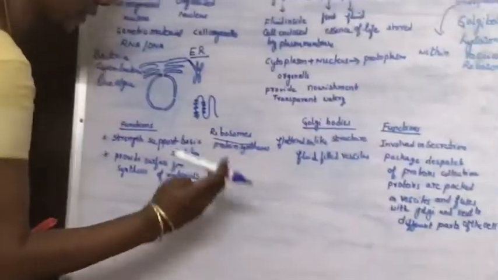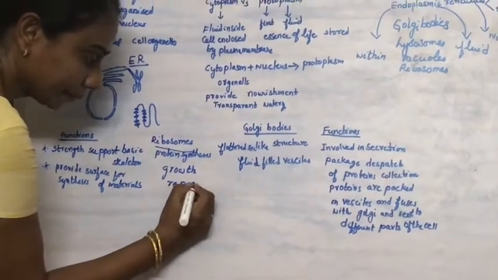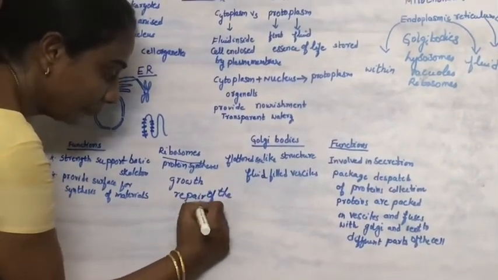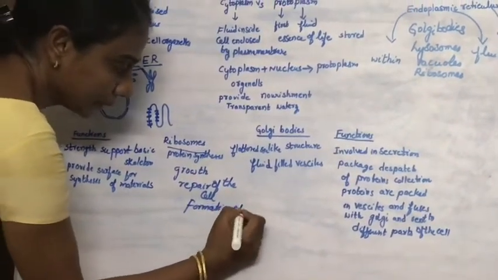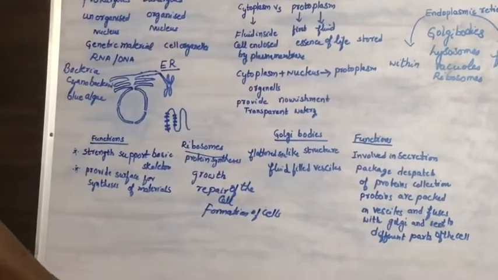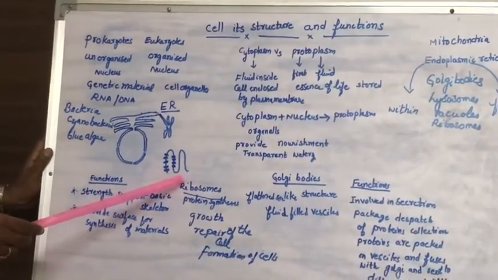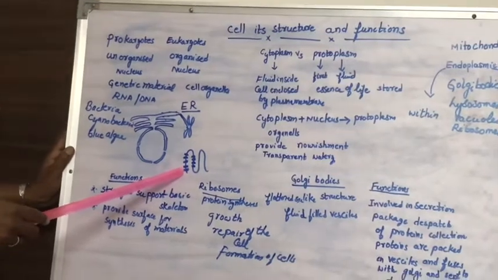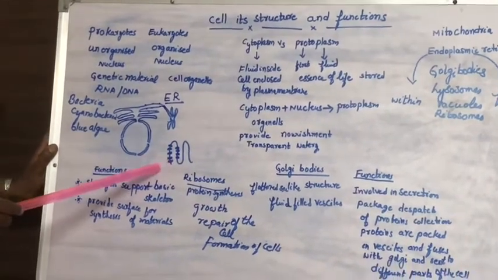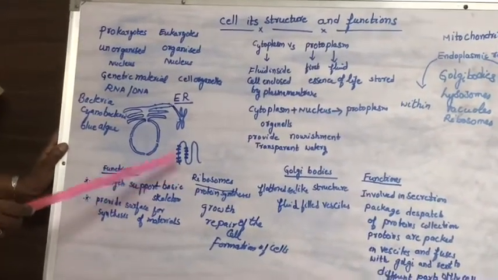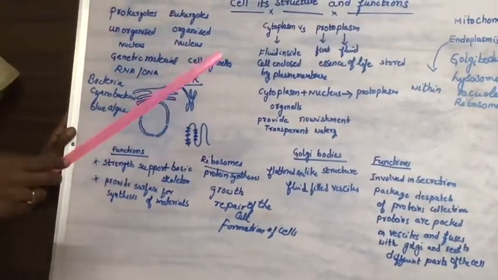Proteins are essential for various purposes. Proteins help in growth, repair of the cell, and formation of new cells. So, my dear children, proteins are very essential for our body, and these proteins are synthesized by ribosomes. These ribosomes are present on the endoplasmic reticulum and provide a rough surface area. That's why this endoplasmic reticulum is called rough endoplasmic reticulum.